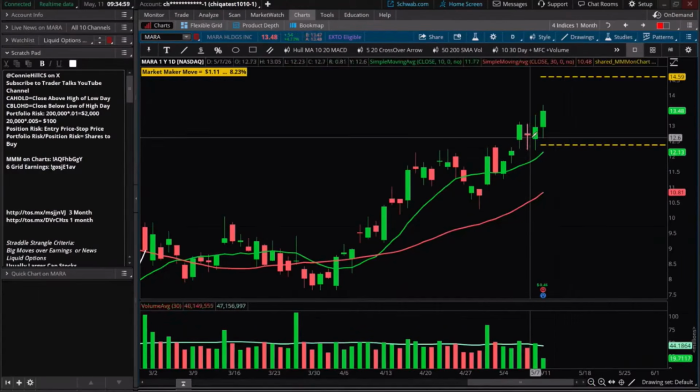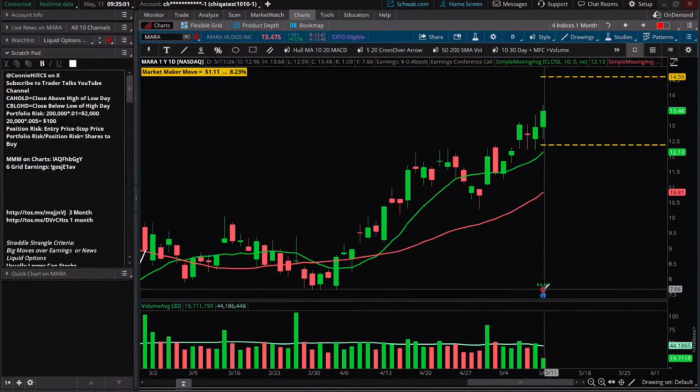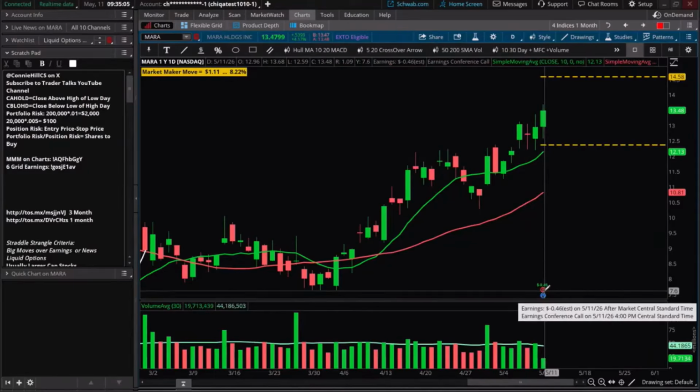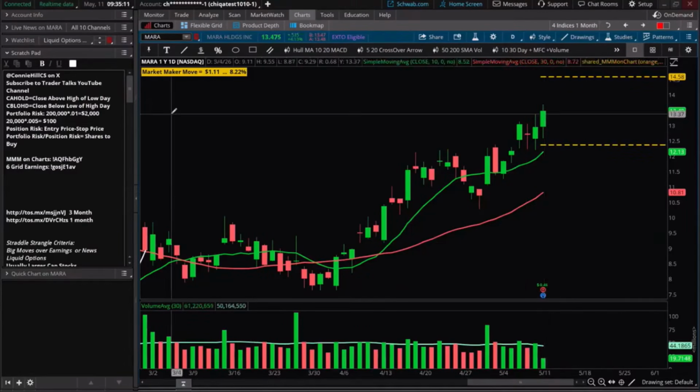All right. So again, they are going to announce tonight after the market closes. We'll be watching it using that grid that I gave you. Let's go see what we can put together on Mara. Now notice this is a little bit lower price stock. The market maker move here is $1.11 and it's about 8.22%, which I'm going to say is high, not nearly as high as what we were seeing on HIMS.